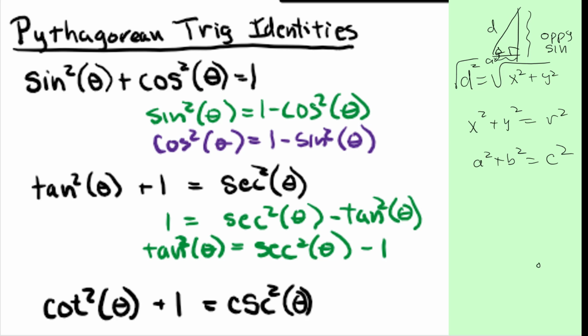And then you've got tangent, another Pythagorean trig identity: tangent squared theta plus 1 equals secant squared. And if you want to know what tangent squared is, just subtract the 1 on both sides: secant squared theta minus 1. Or if you want to know what 1 equals, secant squared minus tangent squared. And then you've got cotangent squared theta plus 1 equals cosecant squared. And you could do the same thing with cotangent that I did right here, but I just ran out of room.